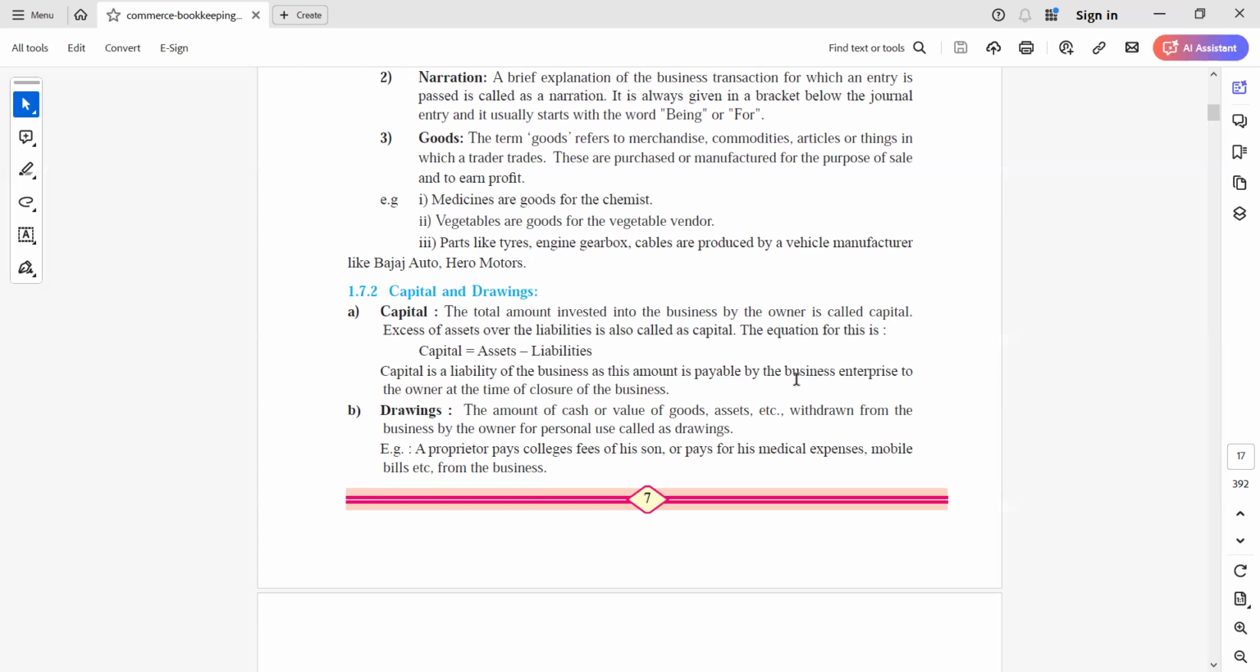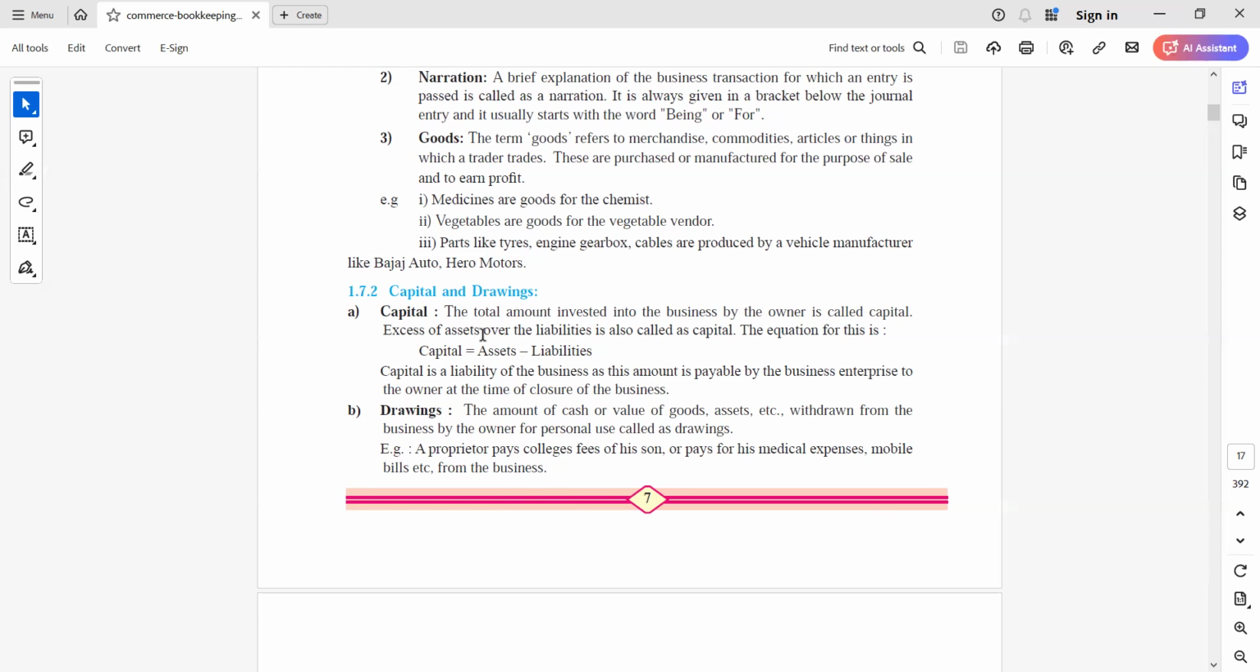Now, drawings. This is exactly what the owner draws from the business for his personal use, which is treated as a drawing. So let's see what the book has given: the amount of cash or value of goods, asset, etc. withdrawn from the business by the owner for personal use is a drawing. Example: a proprietor pays the college fee of his son or pays for medical expenses, mobile bill, etc. from the business, not for the business. If it is paid for the business, then it is part of the business.